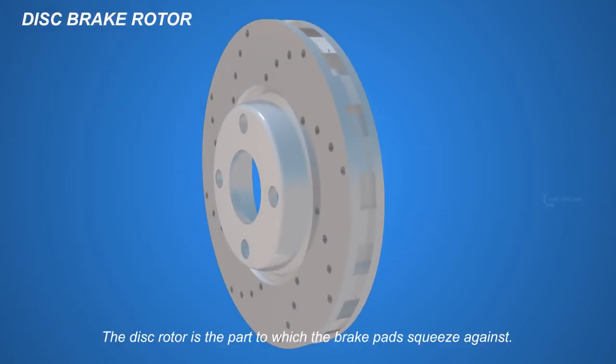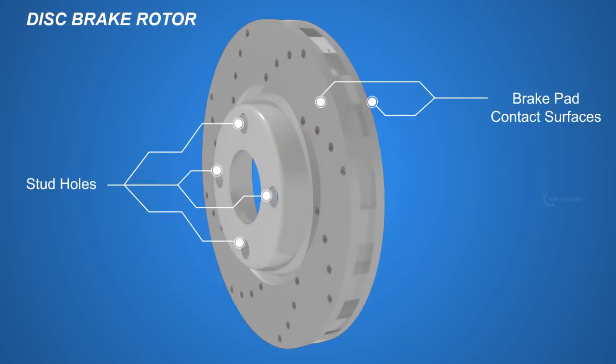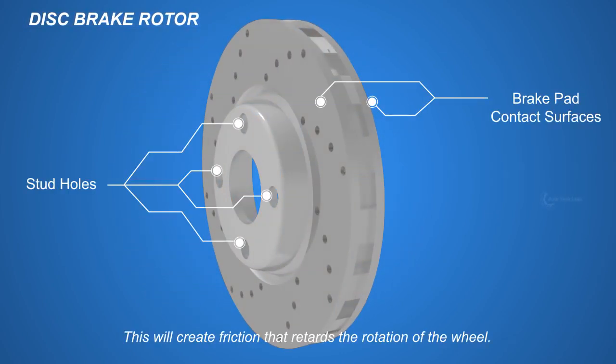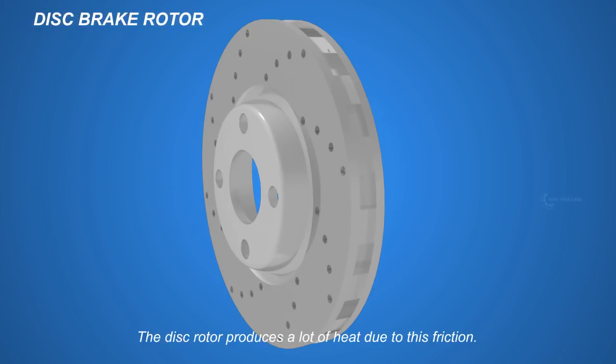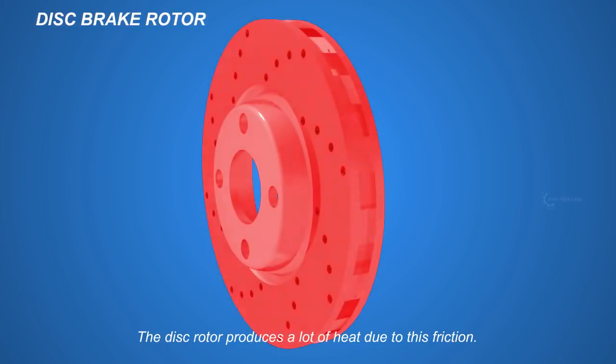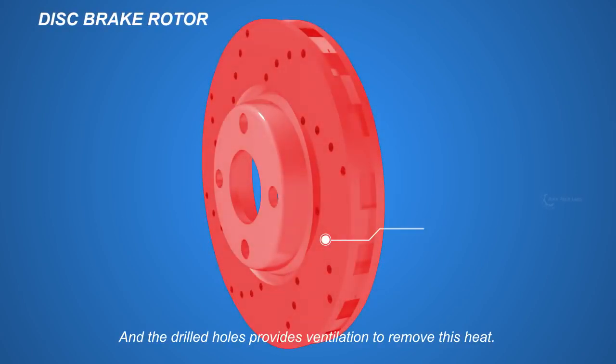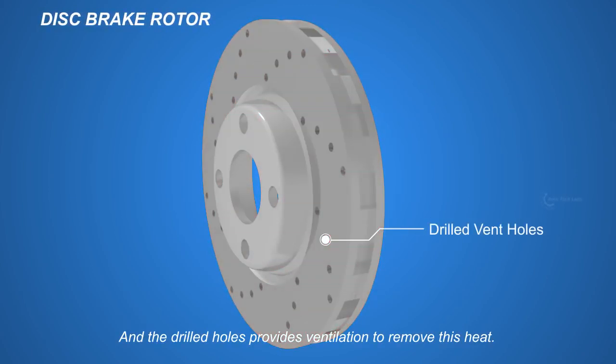The disc rotor is the part to which the brake pads squeeze against. This will create friction that retards the rotation of the wheel. The disc rotor produces a lot of heat due to this friction, and the drilled holes provide ventilation to remove this heat.